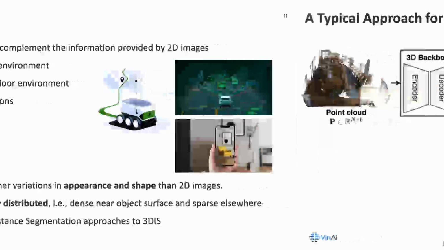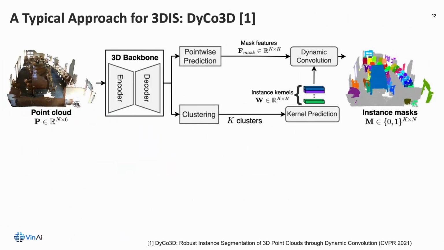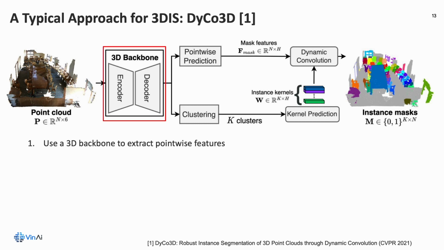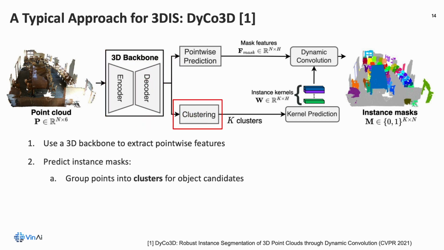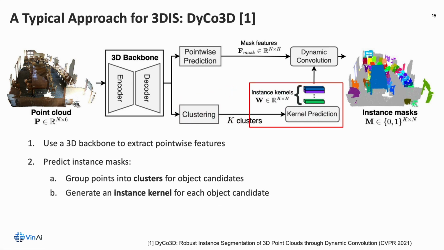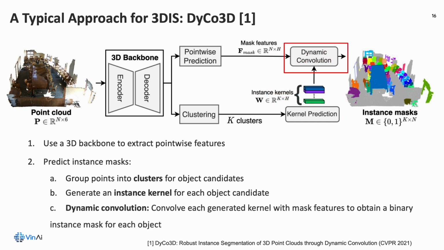A typical approach for 3D instance segmentation is DyCo3D. Its architecture is presented in the figure below. It contains two main components, a 3D backbone and an instance segmentation head. The 3D UNet backbone is used for pointwise feature extraction. Next, to predict instance masks, it first groups points into clusters for object candidates. The clustering algorithm is based on a breadth-first search algorithm. Then, it generates an instance kernel for each object candidate. Finally, the core component is the dynamic convolution module. In this, it convolves each generated kernel with mask features to obtain a binary instance mask for each object.